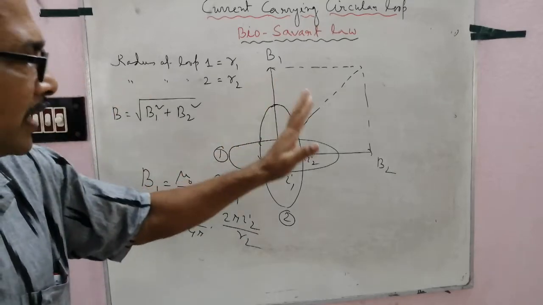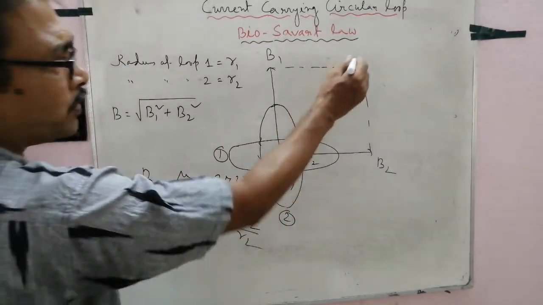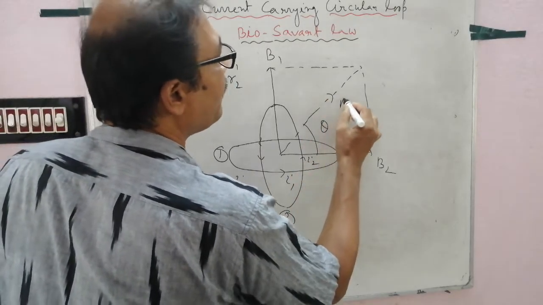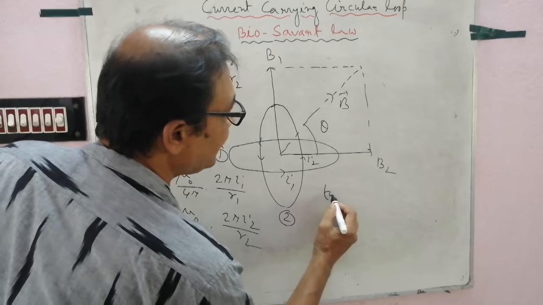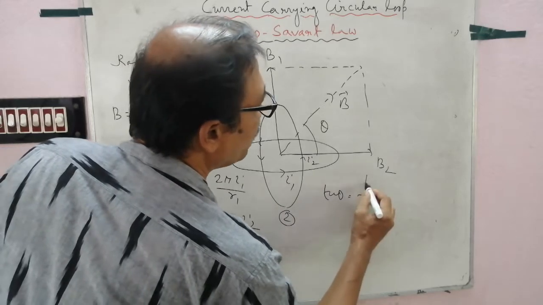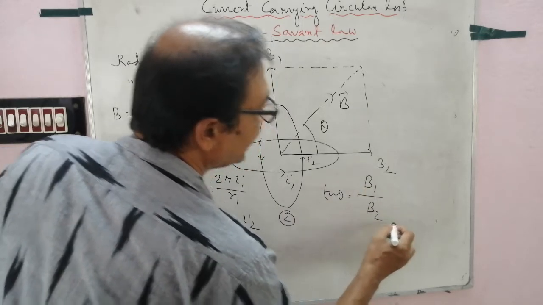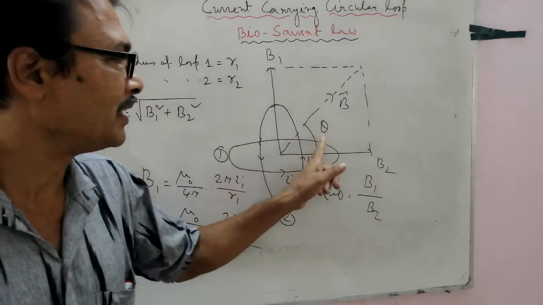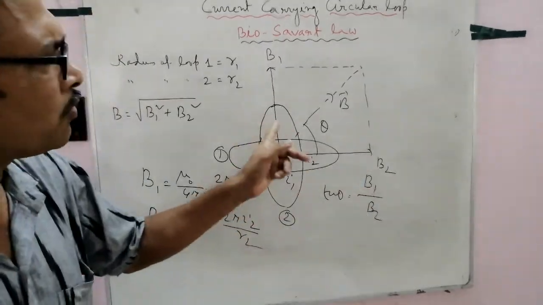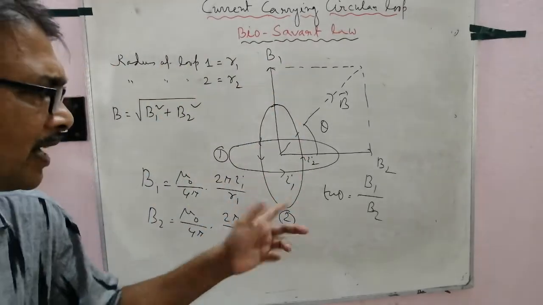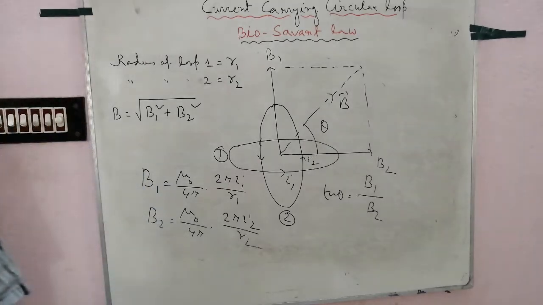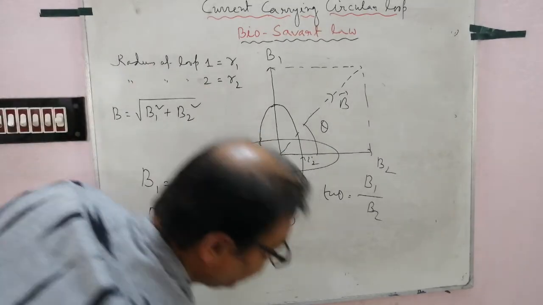And if suppose this angle is theta, the direction of the final magnetic field B is given by tan theta equal to B1 by B2. You will get the direction of the final magnetic field, which makes the angle theta with the direction of B2. You may consider theta with the direction of B1, then tan theta is equal to B2 by B1. Okay, note it.